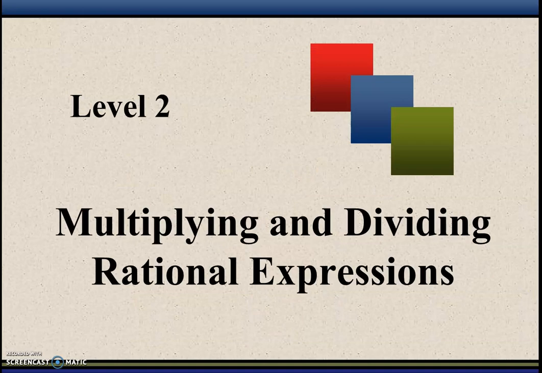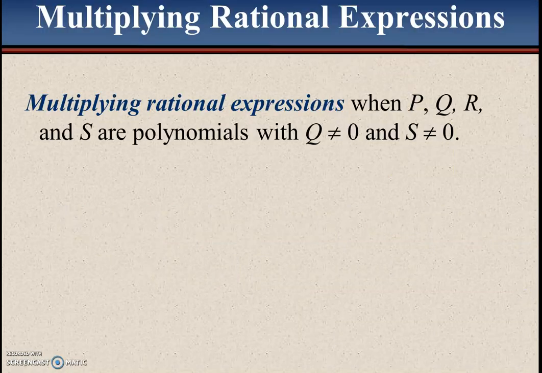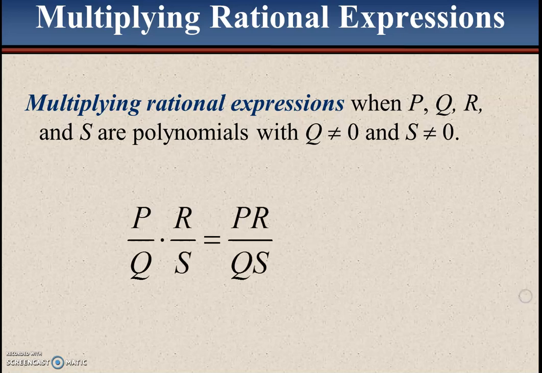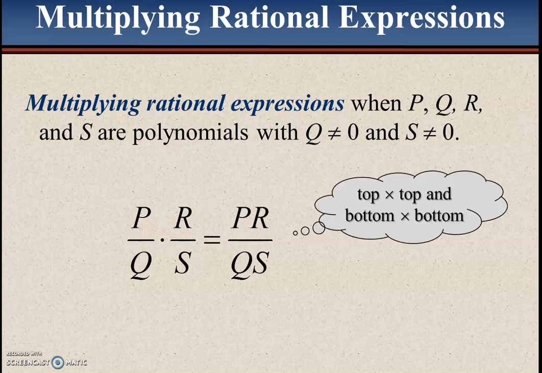Multiplying and dividing. So here's where we're going to get into the larger examples with more terms. And the rule, here's the legal jargon again, P, Q, R, and S are polynomials. The Q and the S are not allowed to be 0 because they're going to be in the bottom of the fractions. And basically, you can multiply the tops together and you can multiply the bottoms together. Top times top, bottom times bottom. Now, in this case, nothing cancels, but that's just showing you the layout.